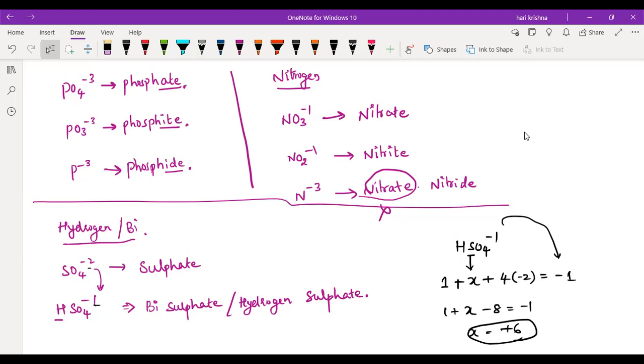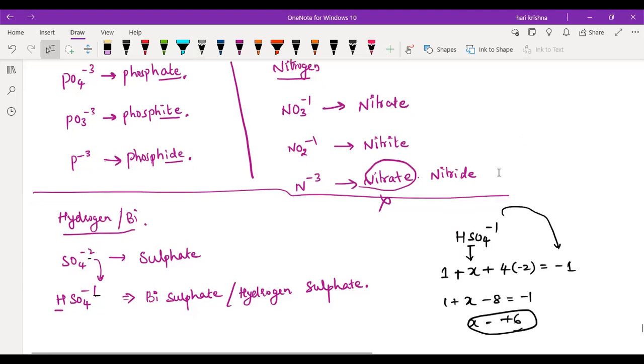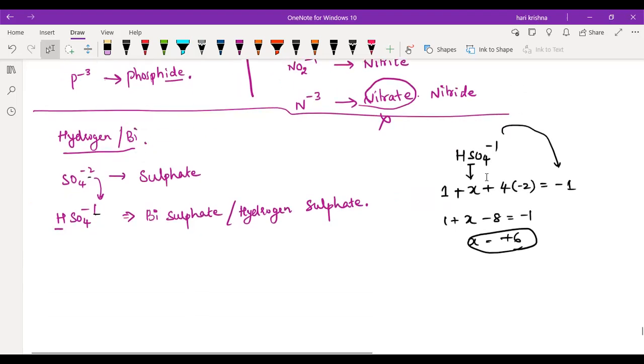Now, one more thing: do you know carbonate? What's the formula for carbonate? CO3. Carbonate, not calcium carbonate, only carbonate. CO3 with charge -2. You have to remember the charge compulsorily. So CO3 -2 is carbonate.